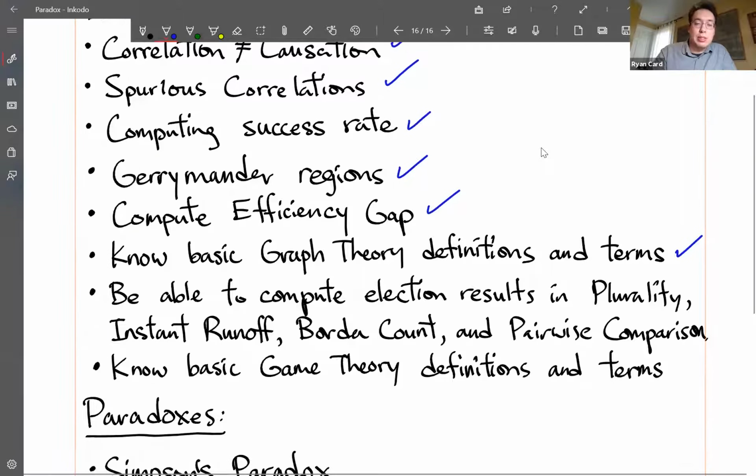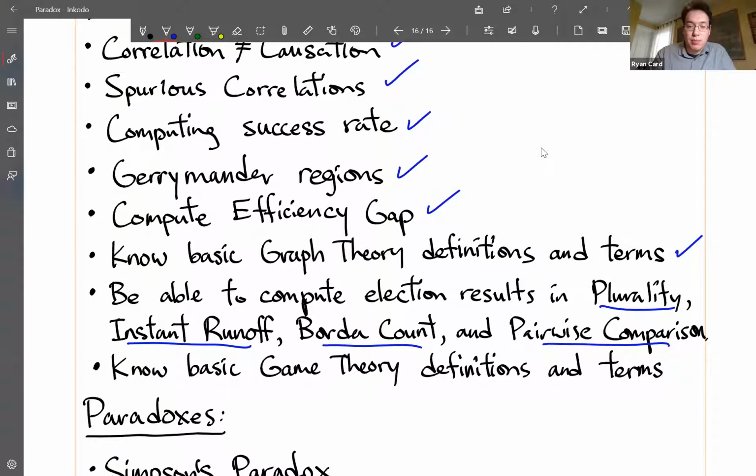We also discussed different types of election methods. In particular, we focused on 4 different election systems. If I give you a preference schedule for a particular election, I want you to be able to compute who the winners are and show the work for these 4 types of election systems: plurality, instant runoff, Borda count, and pairwise comparison.